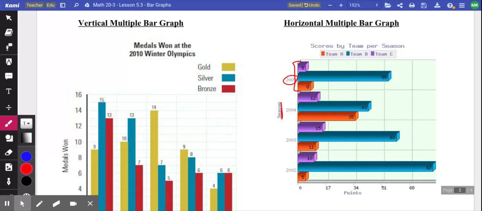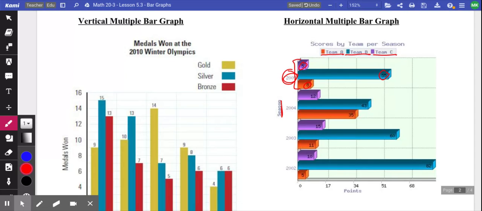So I can look at this and say, in 2005, team A had 8. Team B had 55. Team C had 5. And that was all for the year 2005. I could do the same thing for, say, 2002. There's 3 bars for 2002. Team C had 10. Team B had 82. Team A had 5. And that all represents 2002. That's a multiple bar graph.